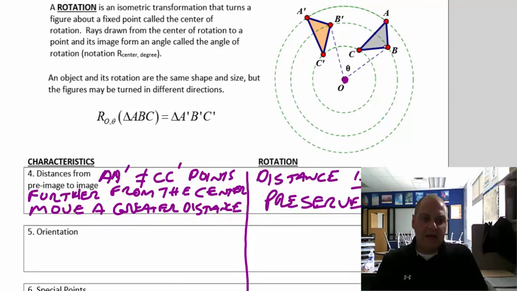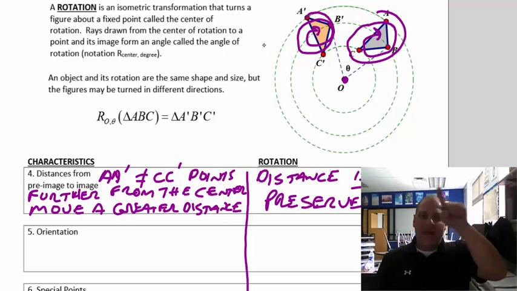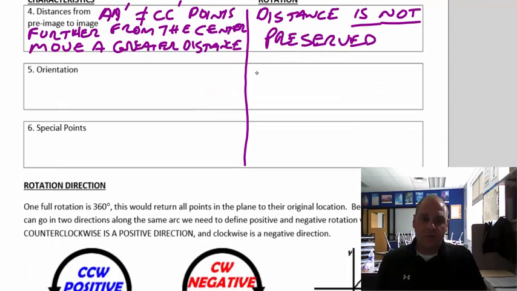Look at A, B, C, A, B, C. It's going clockwise. How about now? A, B, C, A, B, C. It's still going clockwise, still going the same way. It did not flip, so the orientation is preserved.